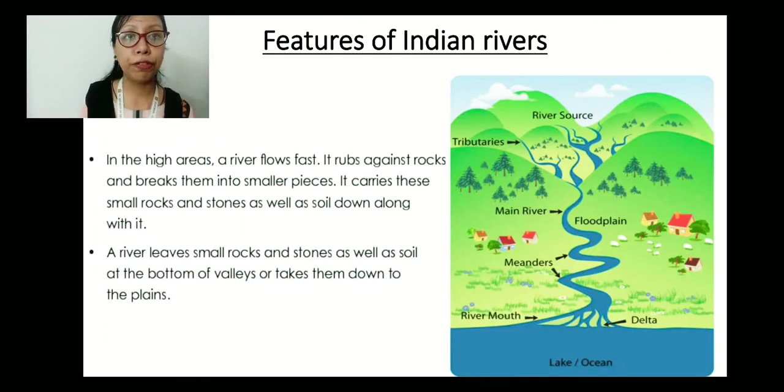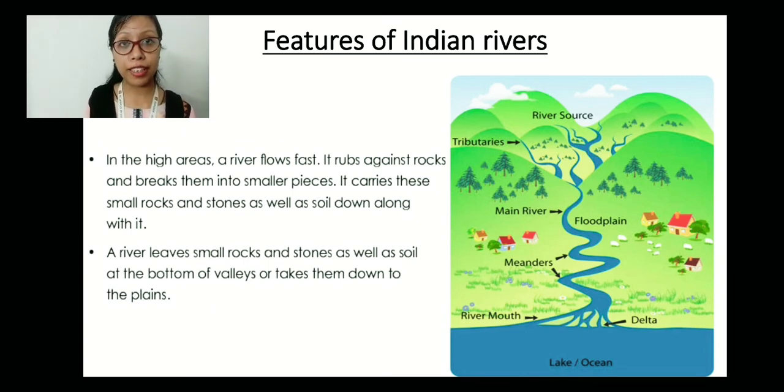Then we come to the features of Indian rivers. In the high areas, a river flows fast. It rubs against rocks and breaks them into smaller pieces. It carries these small rocks and stones as well as soil down along with it. That means we are talking about the high area.